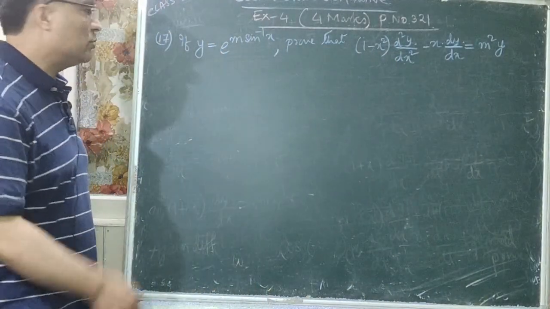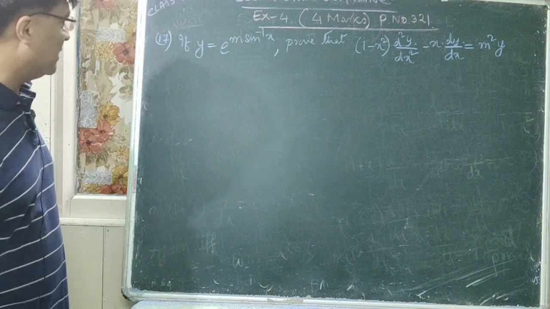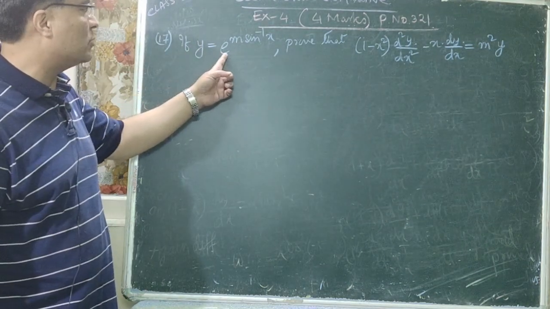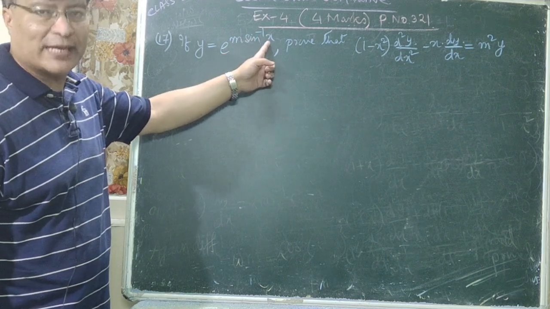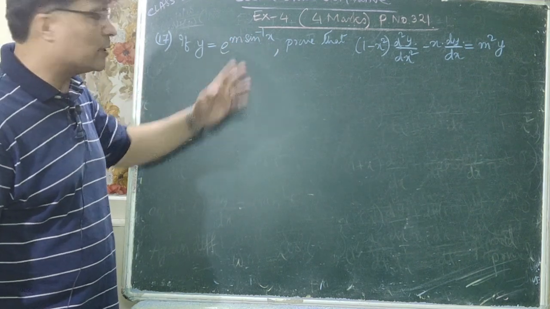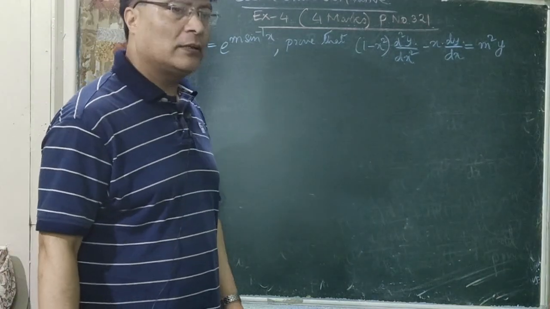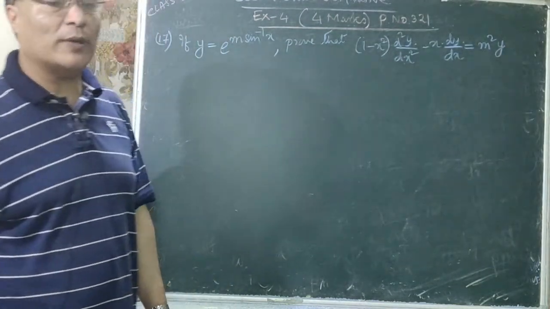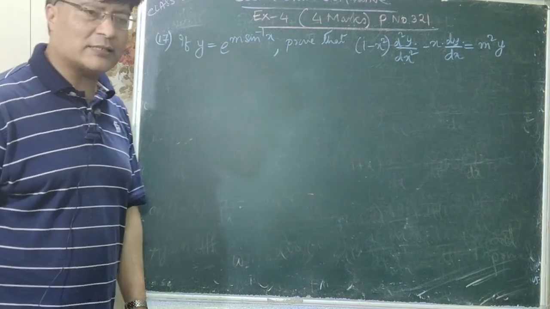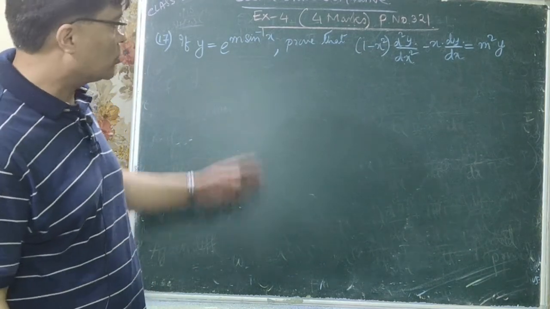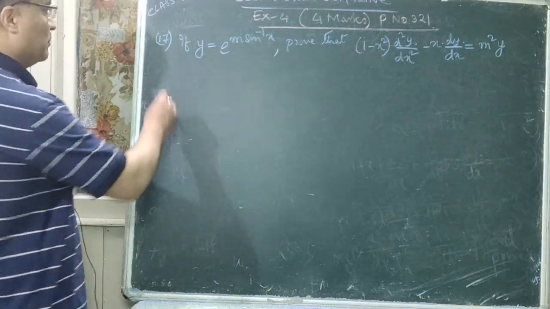So now we'll do the next question, that is question number 17. The question number 17 is if y is equal to e to the power m sine inverse x. This is exponential function given. You have to prove that 1 minus x square into d2y by dx square minus x dy by dx is equal to m square y. So now let's do this problem.